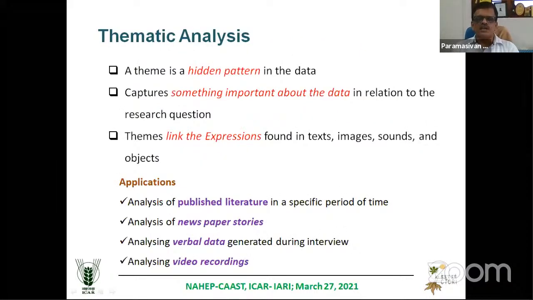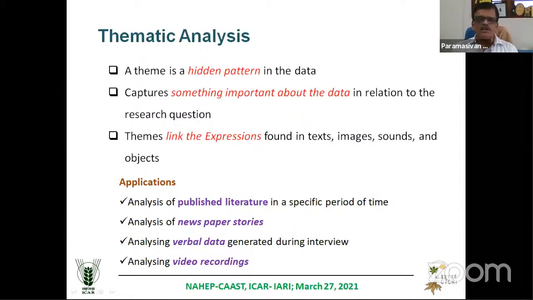I have already told you a lot about thematic analysis. There are some terminologies. Theme is the hidden pattern in the data. It captures something important about the data. And the themes link expressions found in the text, images, sounds. We will be seeing some examples in the later stages.